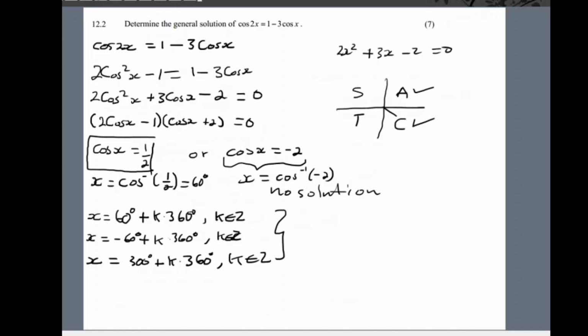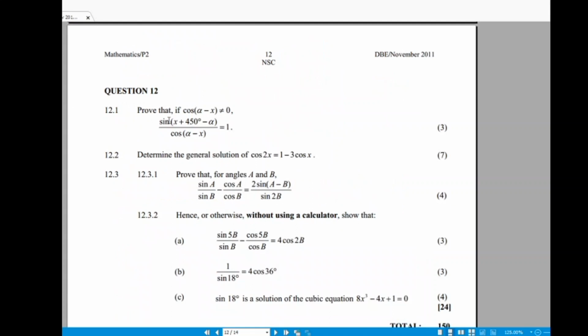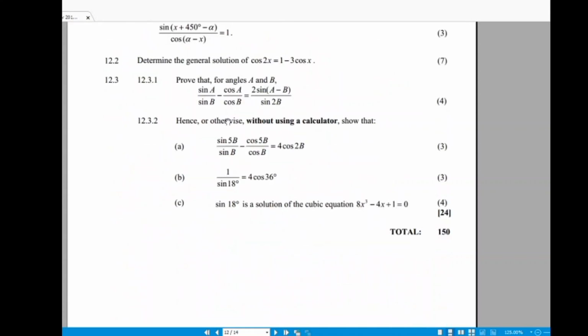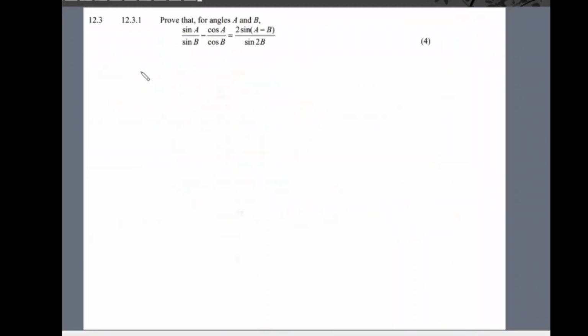Okay, now going on to question 3. Question 3 says: prove that for angles A and B, the left hand side is equal to the right hand side, right? So now the left hand side is equal to sine A over sine B minus cos A over cos B, right?